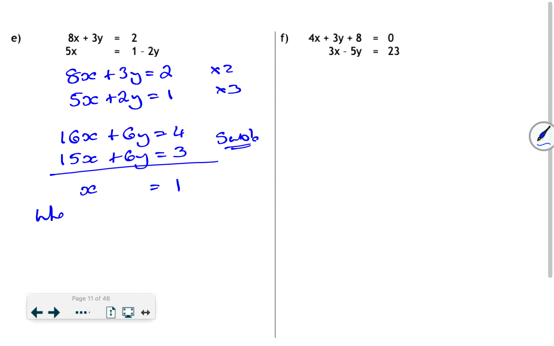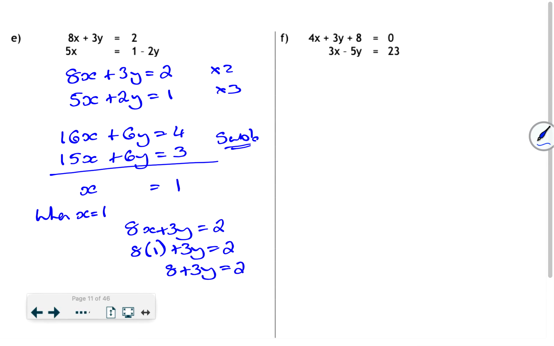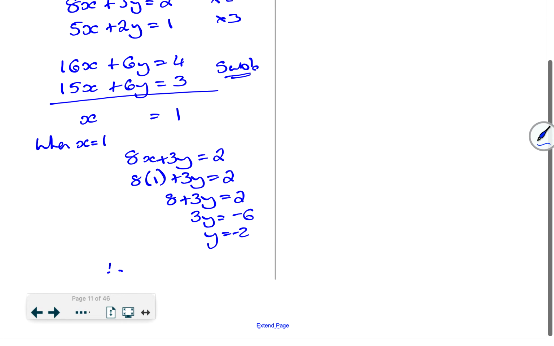So when x is 1, substitute into any equation. Let's just use the top one. So we'll use 8x plus 3y is equal to 2. So it's going to be 8 times 1 plus 3y equals 2. So 8 plus 3y is equal to 2. So 3y is equal to 2 take away 8, which is minus 6. So y has to be minus 2. So therefore, final answer, x is equal to 1, y is equal to minus 2.